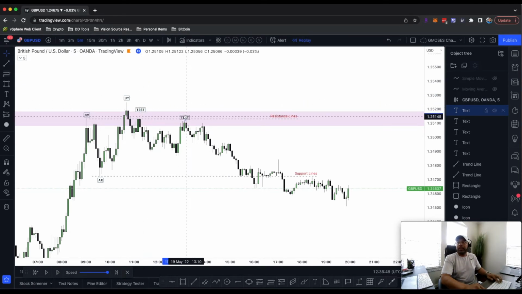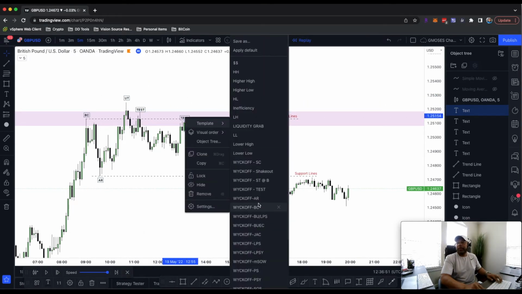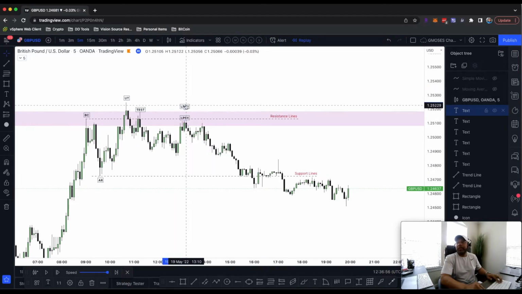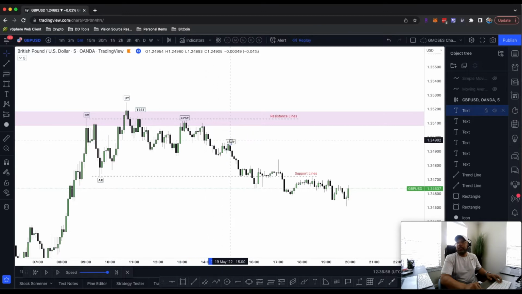This here is considered as an LPSY, last point of supply. As I can see, we have quite a few of those. We'll utilize one here, and we also have one here.